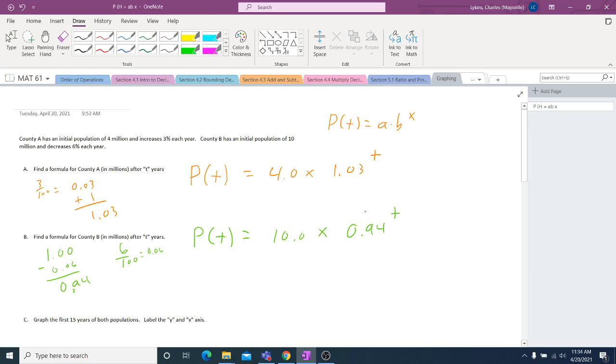So these are both of our equations. Now, just to review, our initial value is at the beginning, and the growth will have a growth factor that's greater than 1. In this case, it's 1.03. The other one is a decay because it's less than 1. So now what we want to do is graph these equations.